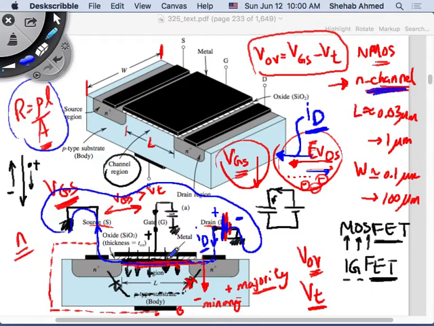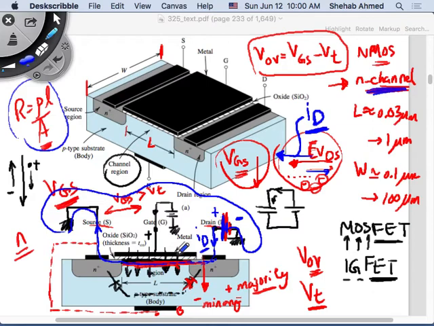Nothing is conducting. Only when I added an external electric field between the drain to source, or between the drain to ground, was I able to cause these electrons to move due to drift. Remember, how was our diode working? Due to diffusion. Now this is working due to drift.